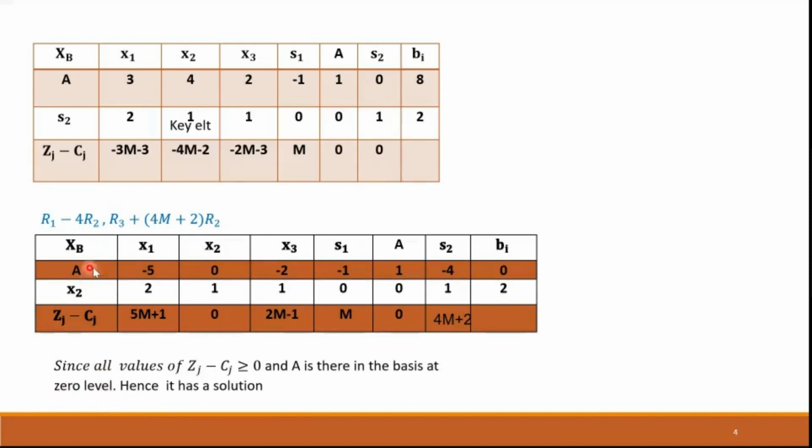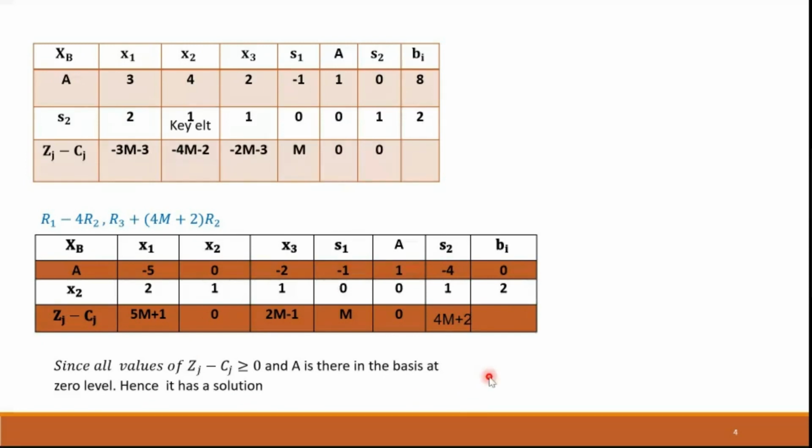The value of a is equal to 0. मतलब a is there in the basis, a is there in the xb column, that is called as basis. A is there in the xb column at 0 level. The value of a is equal to 0. Therefore it has a solution. अगर यहाँ पे a की वैल्यू कुछ और होती तो then there is no feasible solution.